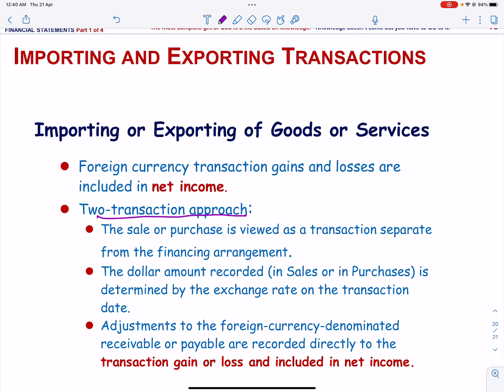Now this is emphasized because when we look at the translation of the financial statements, we have to know if it goes into net income or OCI, that is other comprehensive income. We'll be talking more about this in the videos to follow. So this completes the first part of our explanation of translation of foreign affiliate financial statements.